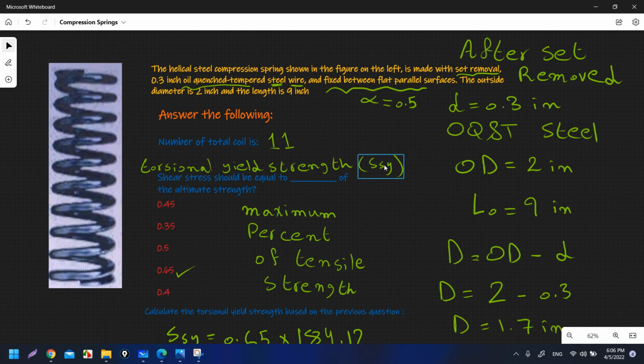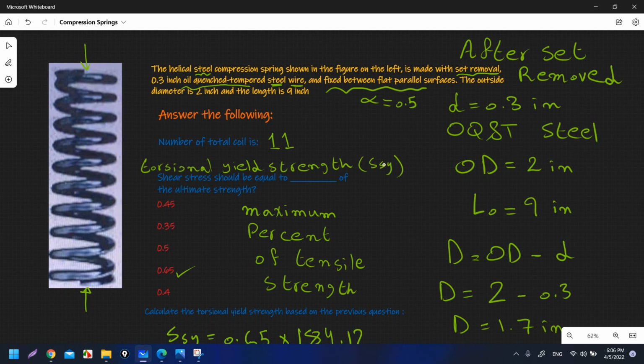Assalamu alaikum. In this video, inshallah, we will see the steps to find the torsional yield strength SSY. In this question, it says a helical steel compression spring. So we know the material is steel, and it is a compression spring, so we apply compression force on the spring.